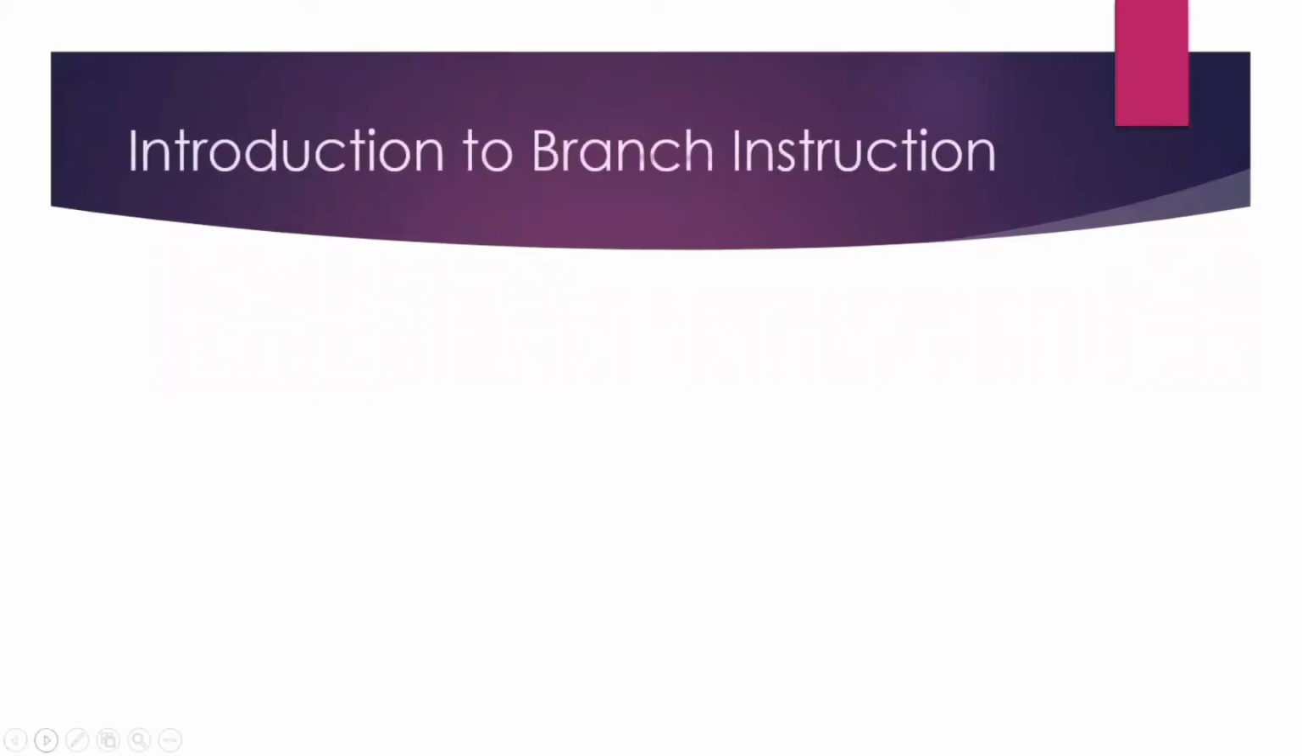Introduction to branch instruction. A branch instruction replaces the contents of the PC with the branch target address. What is a branch instruction? What do you mean by a branch instruction, guys? It's nothing but instructions which are made and grouped together to give a specified instruction to the programming language.